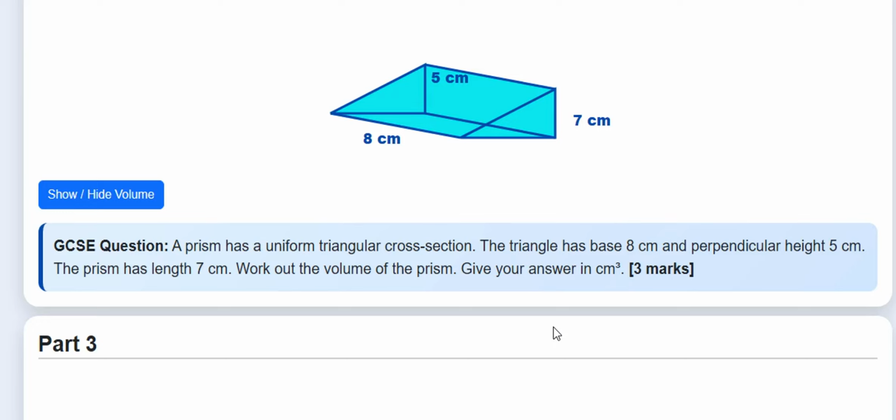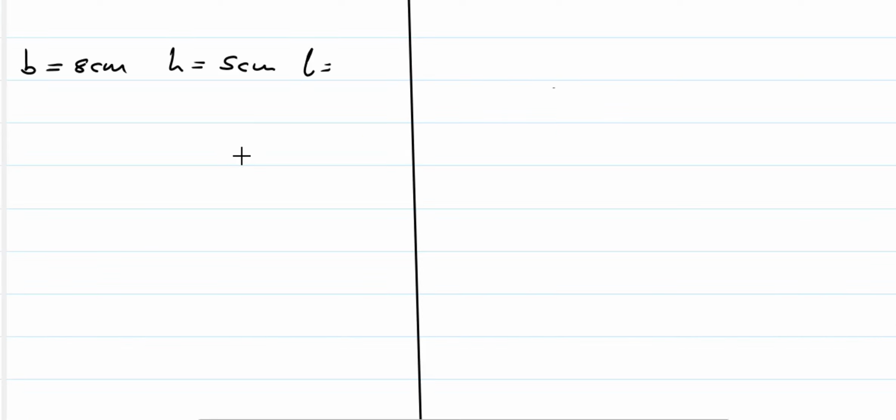So base B of the triangle is 8 centimeters, then the height is 5 centimeters, and the length of the prism is 7 centimeters. Then we are told to find the volume. So we know volume V of a prism is given by the area of the triangle, which is given by half of the base multiplied by height of the triangle, then multiplied by the length of the prism, so that we can get the volume.